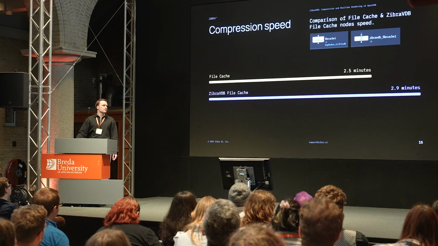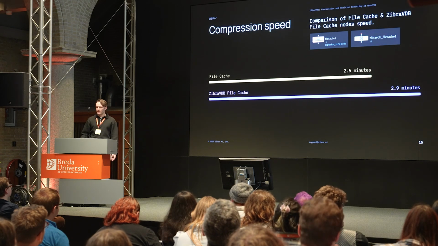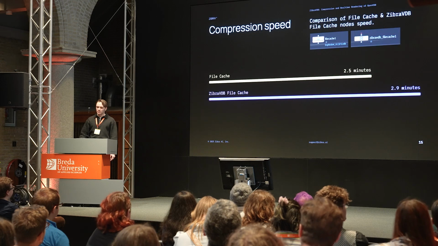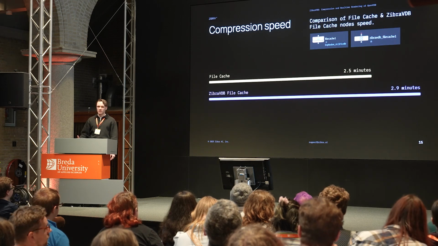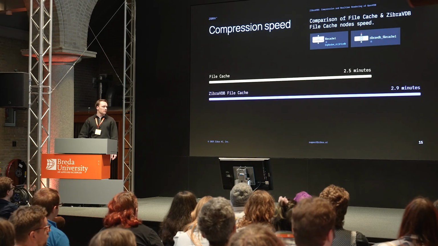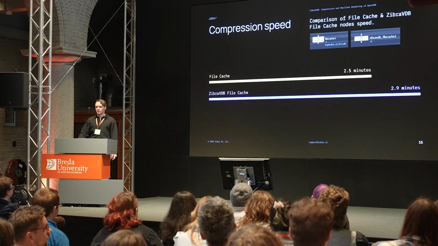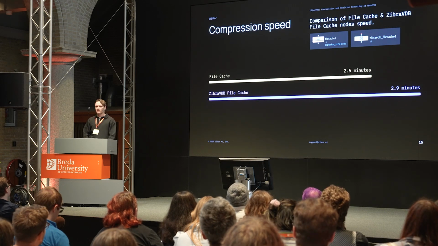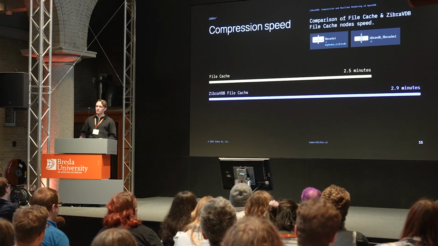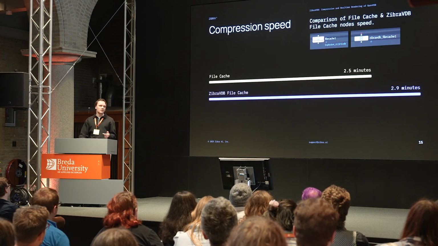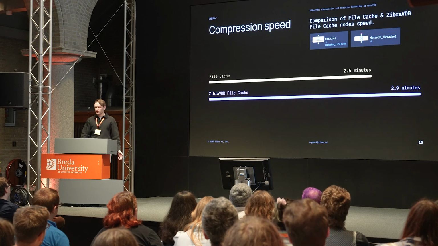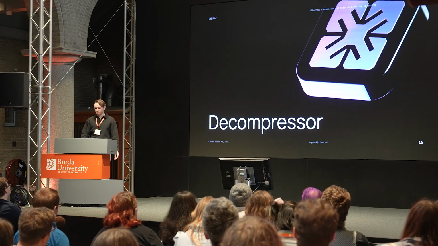And let's talk about speed. We have these two nodes, a regular file cache and the ZibraVDB file cache. The ZibraVDB node will be a little bit slower because it has a compression stage on top of it, but not that much slower because our compression is GPU-based, it's really fast, and it works in parallel with simulation. For example, you can simulate one frame and compress a previous frame at the same time. So you don't lose time here.